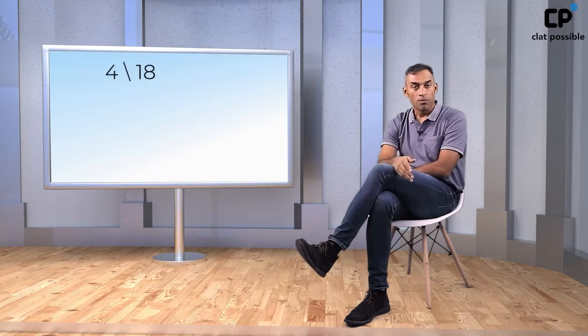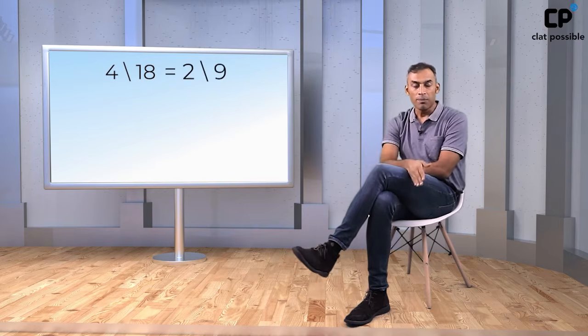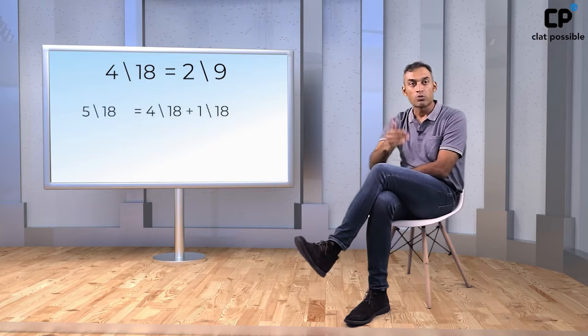1 by 18 is 5.55. In fact, if you have any term which is even, convert that into a 1 upon 9. For instance, if we have a 4 upon 18, just convert that into a 2 upon 9. It's easier to calculate. Similarly, if you have something like a 5 upon 18, right? Convert that into a 4 upon 18 plus 1 upon 18.